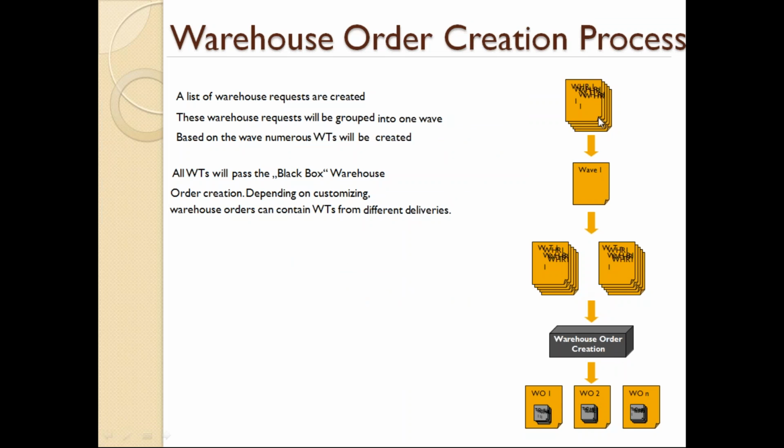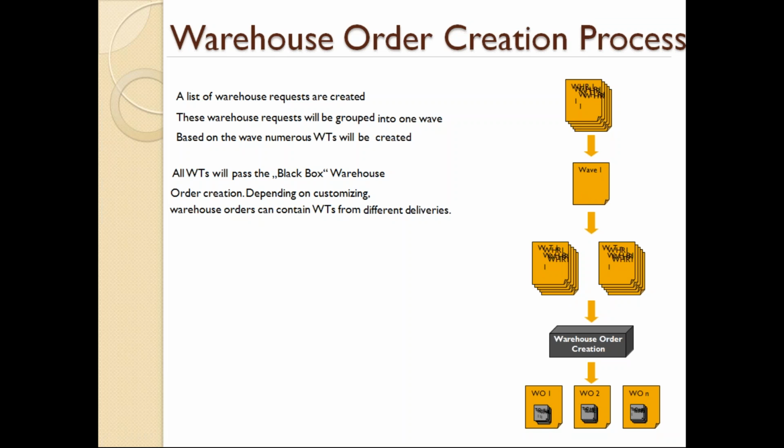So let's say we had 5 deliveries, all of them assigned to one wave. We got 10 tasks created. Through this rule, some tasks were assigned to, let's say, 5 tasks in order 1, 2 tasks in order 2, 3 tasks in order 3.